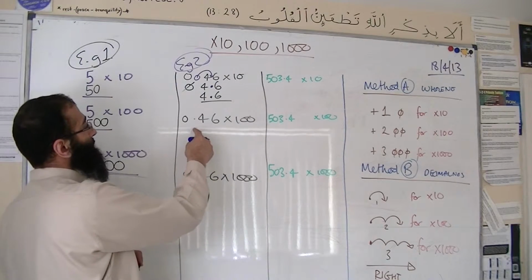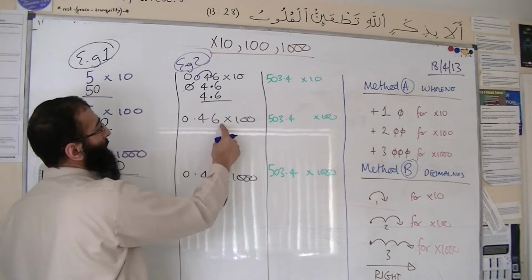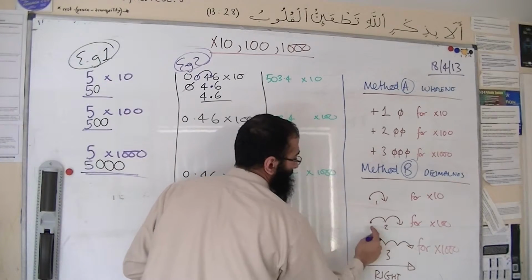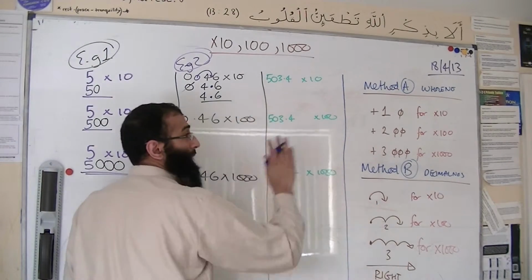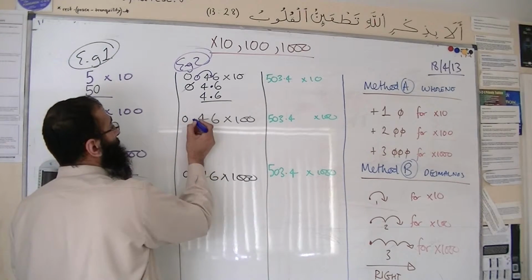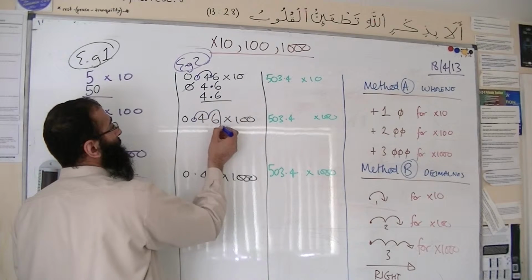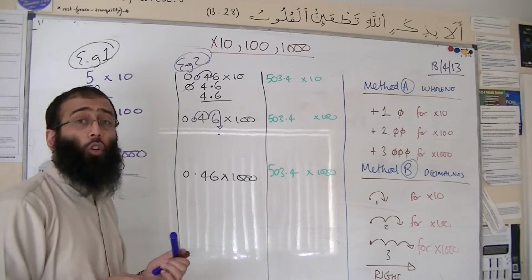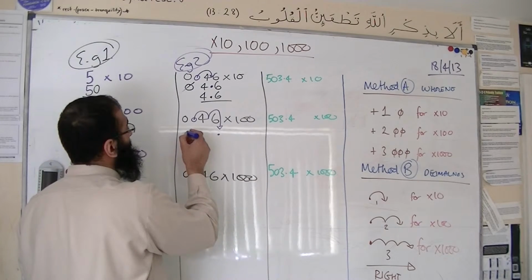Next question. Same question again, but this time we times it by 100. Decimal number. If you times by 100, we move 1, 2 places to the right. So grab the decimal point. 1, 2, drop the decimal point down. Next step is to copy everything down as it is.